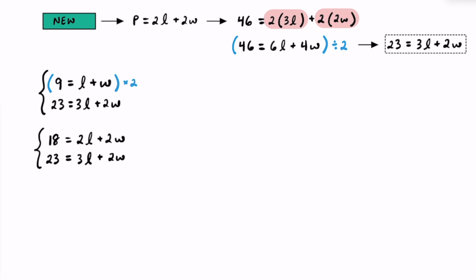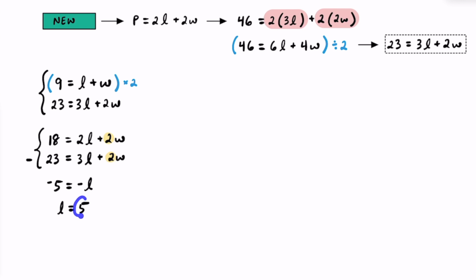So if we notice that we have these common coefficients here, which was what we just did intentionally so that we could use elimination. On the left side, 18 minus 23 is going to be negative 5. And on the right side, 2L minus 3L is going to be negative 1L, or just negative L. And if we divide both sides by negative 1, we can see the length is going to equal 5.